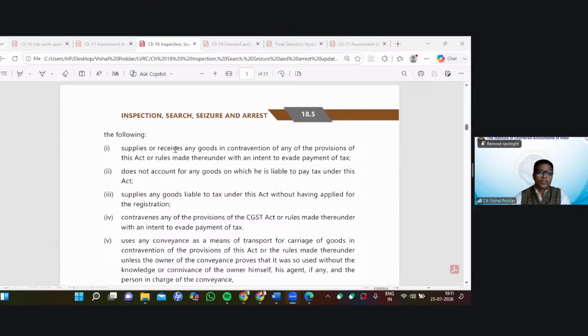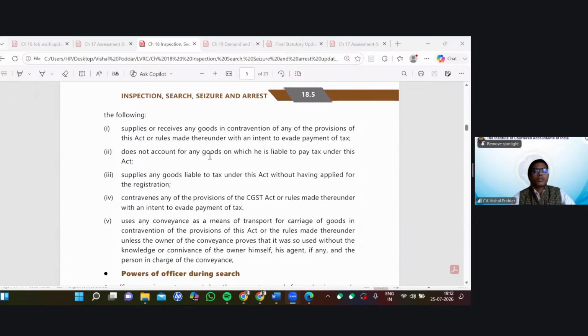First, the supply or receipt of any goods is in contravention of the provisions of the Act or rules with the intention to evade payment of tax. So in short, you have sold goods or purchased goods without an invoice. Clearly, it is with the intention to evade tax. Or you have purchased goods or sold goods, you have an invoice, but purposefully you have taken a lesser rate classification or a lower valuation. Again, it is for evading tax. Again, your goods become liable for confiscation. Next, does not account for goods on which he is liable to pay tax under this Act. So there are goods which are obviously taxable and you are not disclosing them in your books. It means you are trying to do an unbilled transaction.